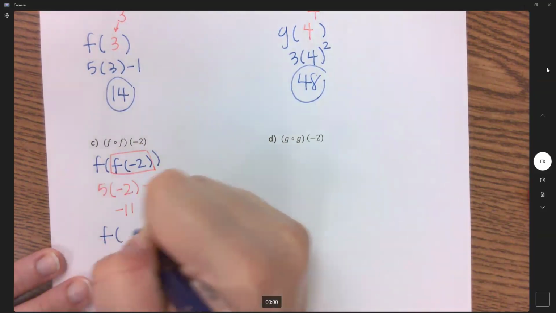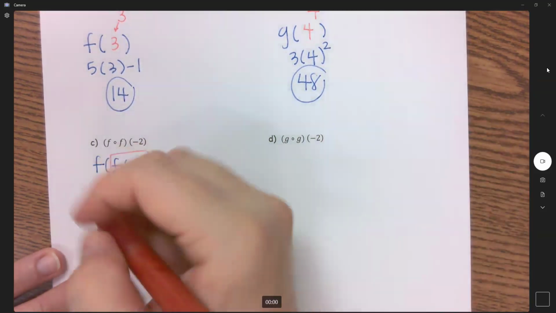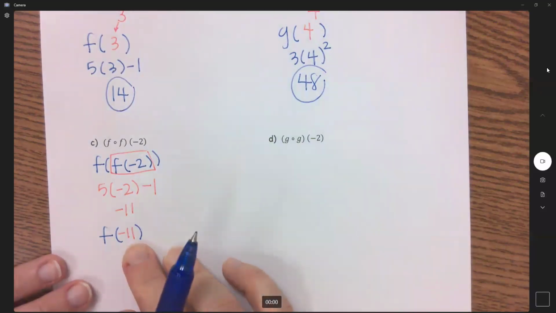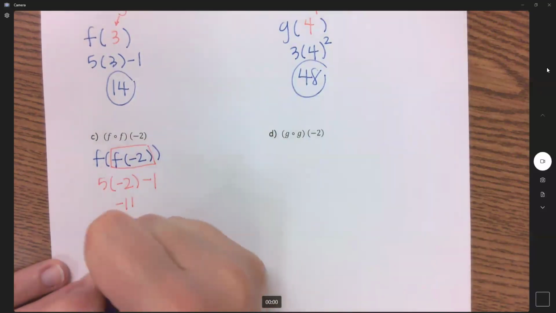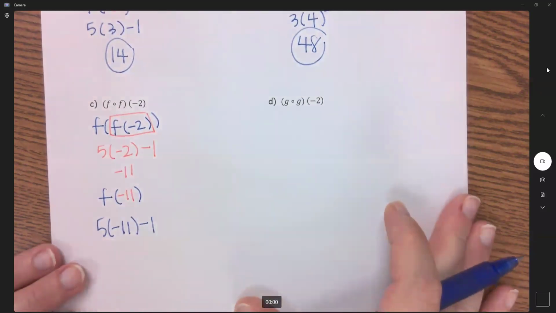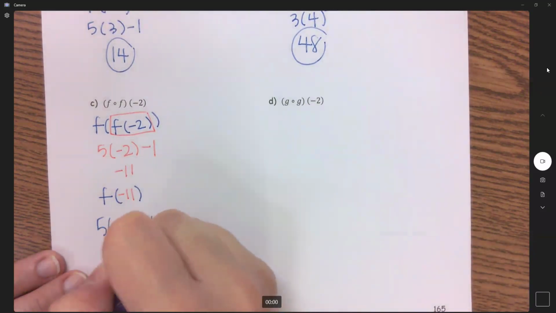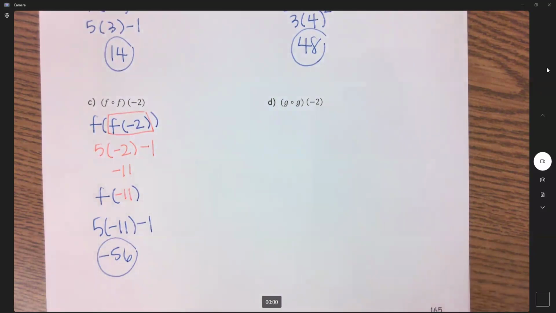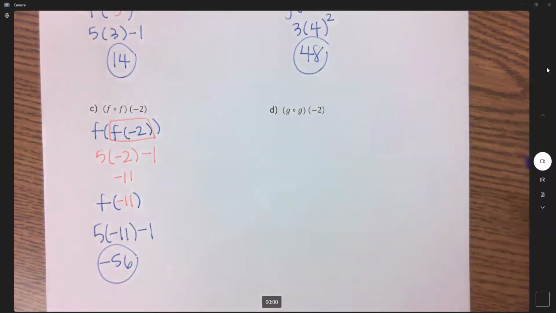So now we have f of negative 11. And go back inside that same function. So we'll have 5 times negative 11 minus 1. Negative 55 minus 1 is negative 56. So the same thing, but use our g of x function twice.